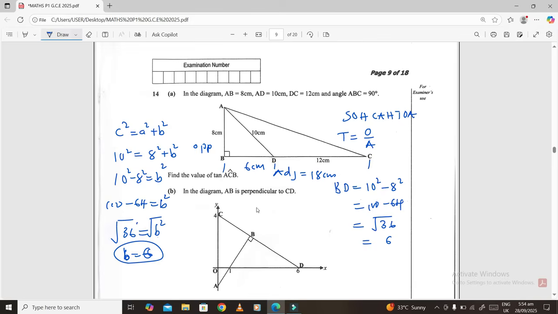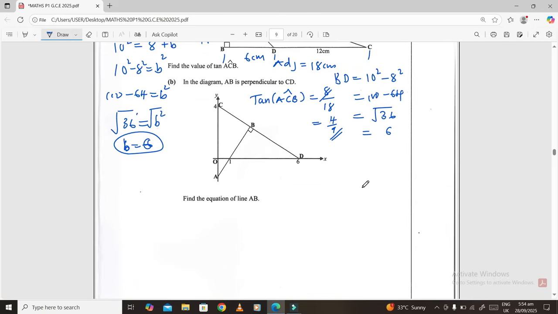So we can now say tan ACB will be equal to the opposite, which is 8, over adjacent, which is 18. And this is giving us 4 over 9. So that's 4 over 9. Okay. So from here we go to the next question.